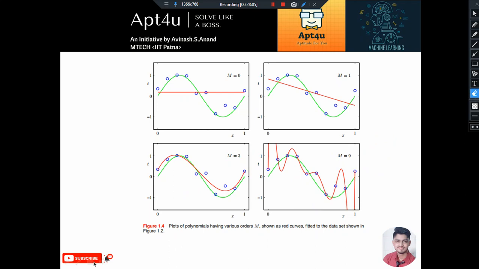Similarly, what about this point? For this value of x, the correct value of t should be this one, right? You can see according to this curve. But if the model uses this curve, although it is passing through all the points, and if it concludes that this is the pattern that the data is following, and if it chooses this curve as a function, then what will happen? Then for any test value of x, it will basically give a wrong prediction.